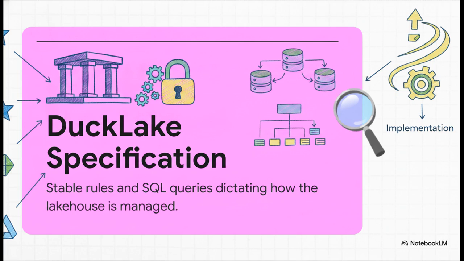DuckLake 1.0 means the specification, the actual rules and SQL queries dictating how the lakehouse is managed, is now fully stable and guarantees backwards compatibility. The implementation, though, like the actual engine and extension reading and writing the data, is going to keep evolving rapidly. But stabilizing the spec is a massive deal. It means independent developers can confidently go out and build their own readers and writers for systems like Spark or DataFusion without the constant fear of the foundational rug being pulled out from under them.